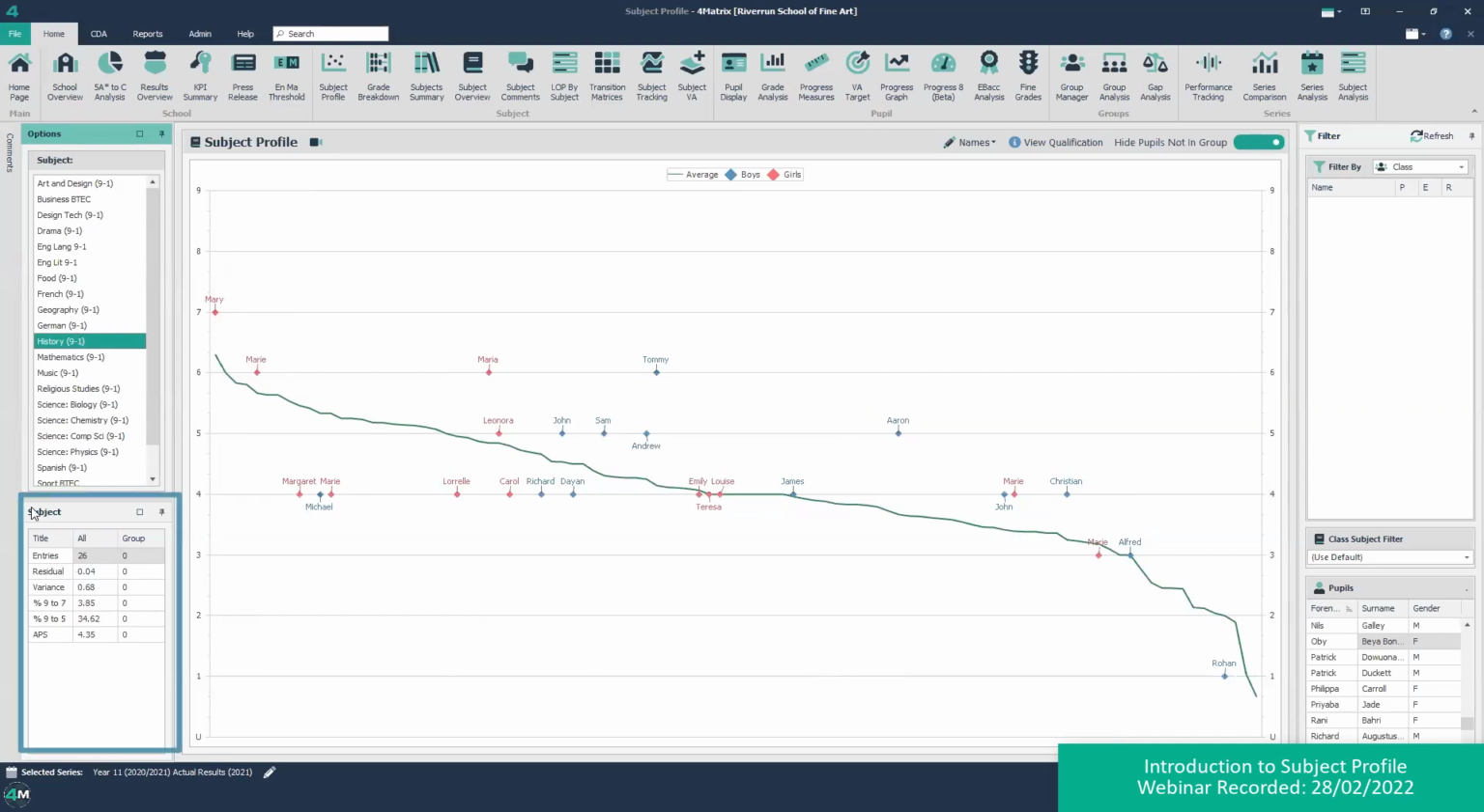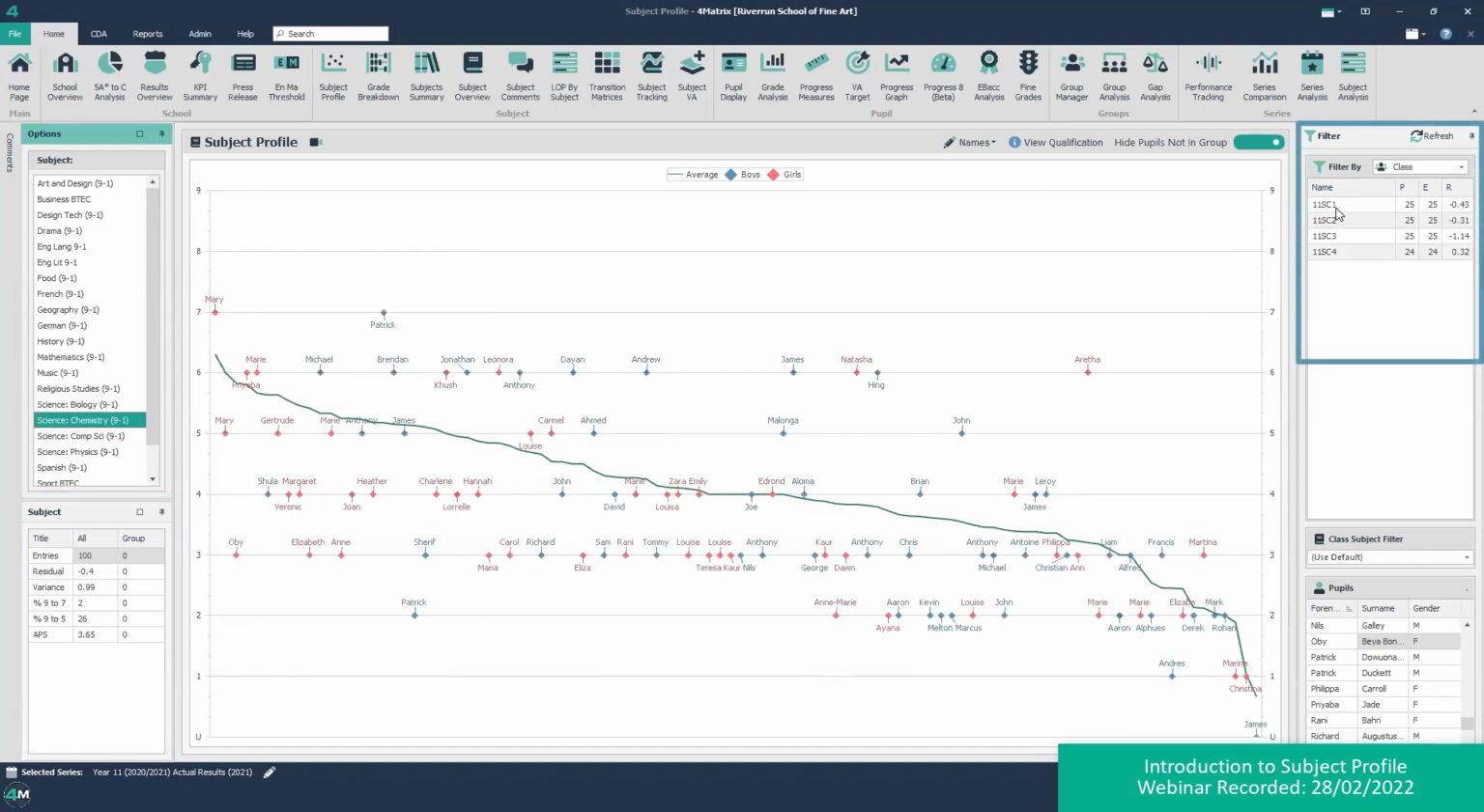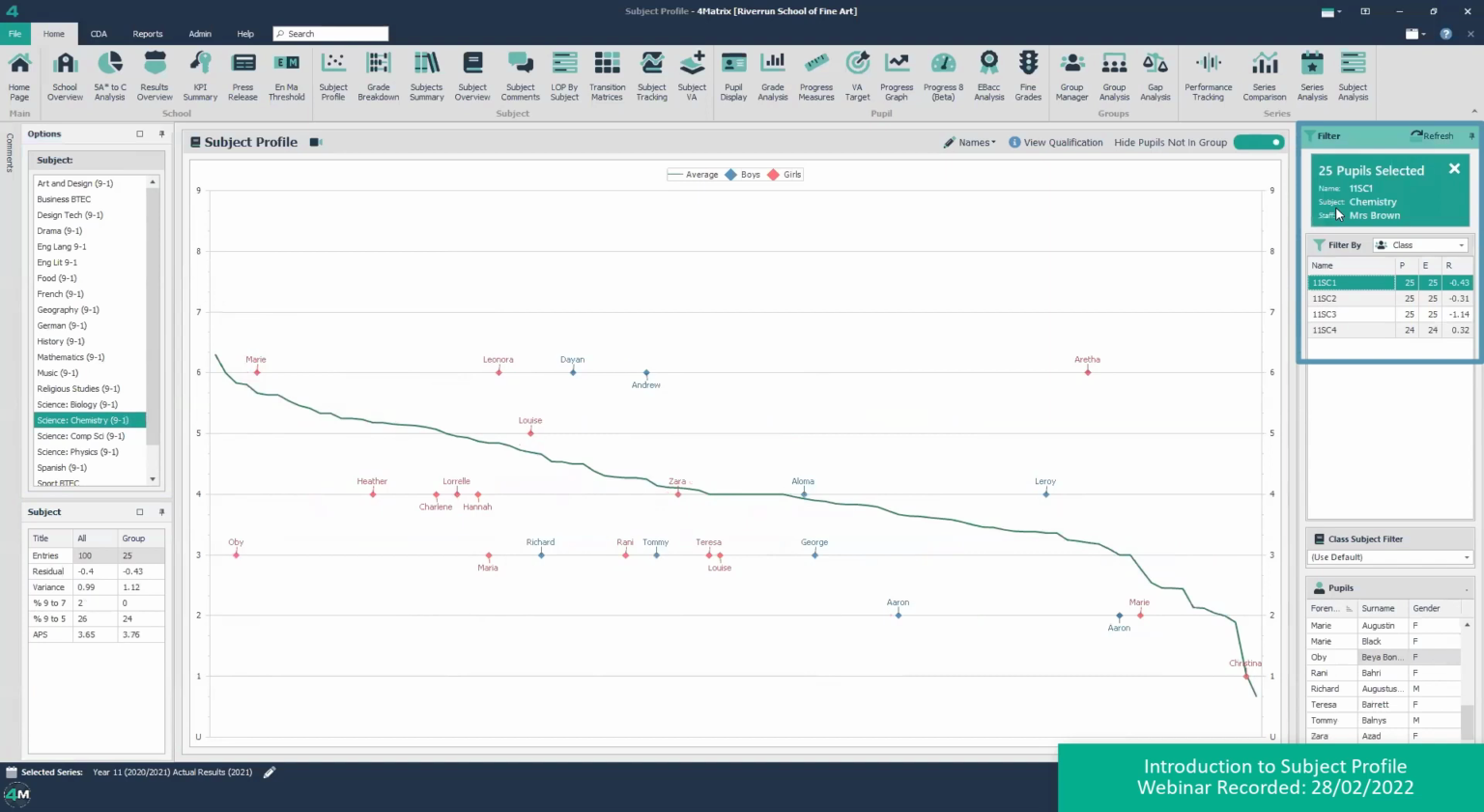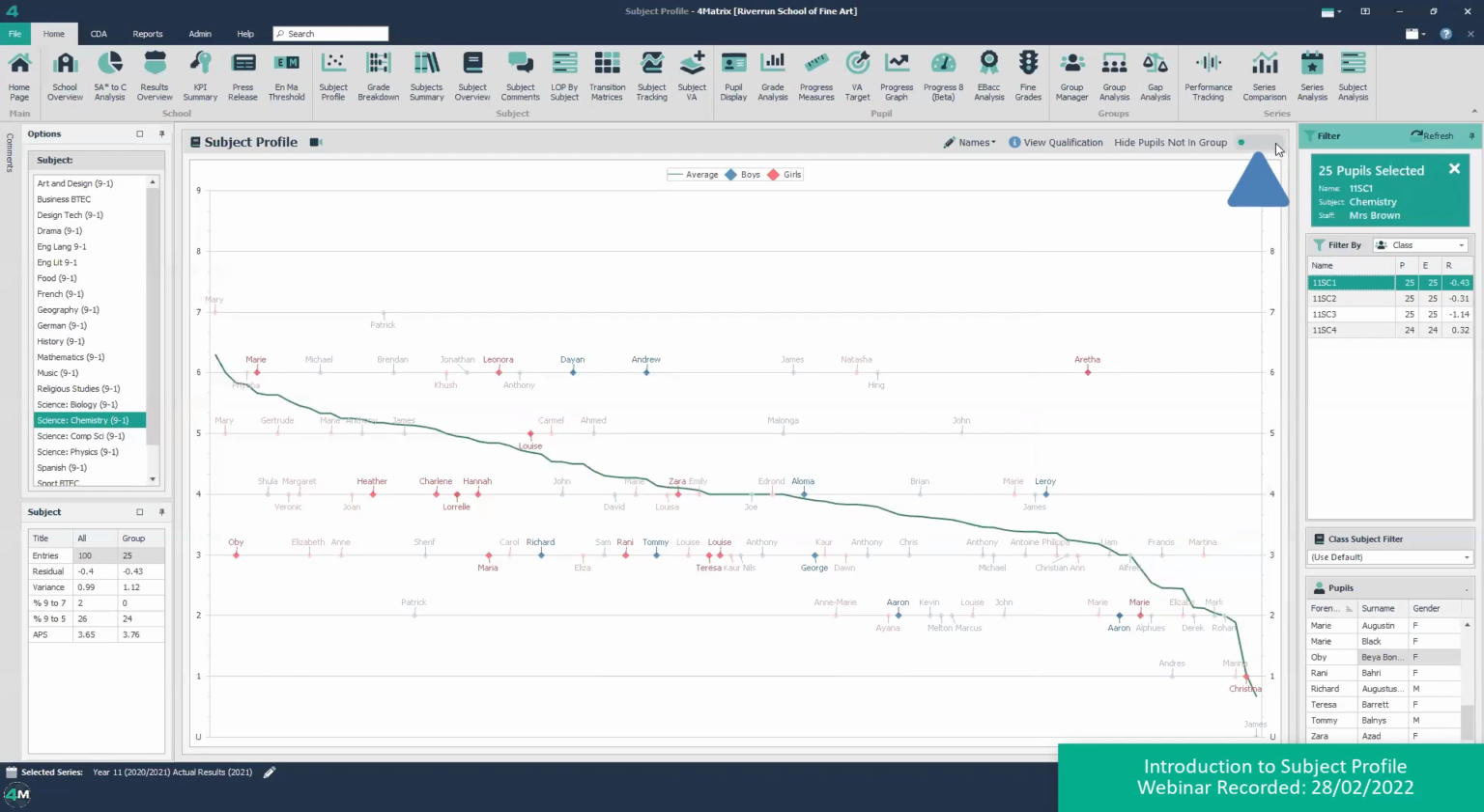Looking at the panel in the bottom left, it shows the measures for a subject. So if a group is selected using the filter panel, if we look at chemistry, I can then select a particular class, and that basically then only shows me the pupils that are in that class. We've also got this toggle up here, which is hide pupils not in group. You can see with it switched off, the pupils who are studying chemistry but aren't in 11 SC1 are faded out. I can choose to hide them from the graph entirely.